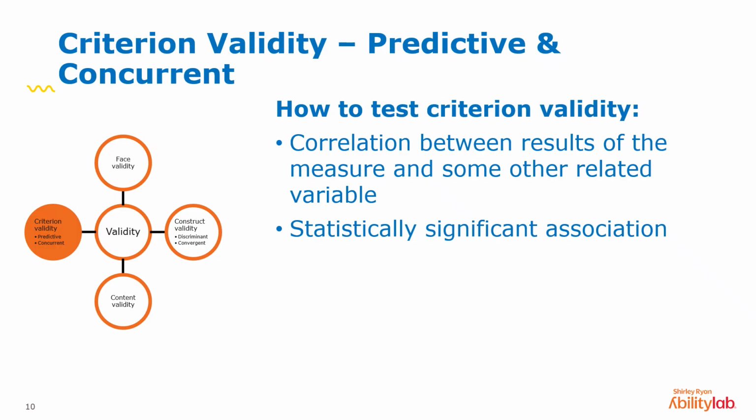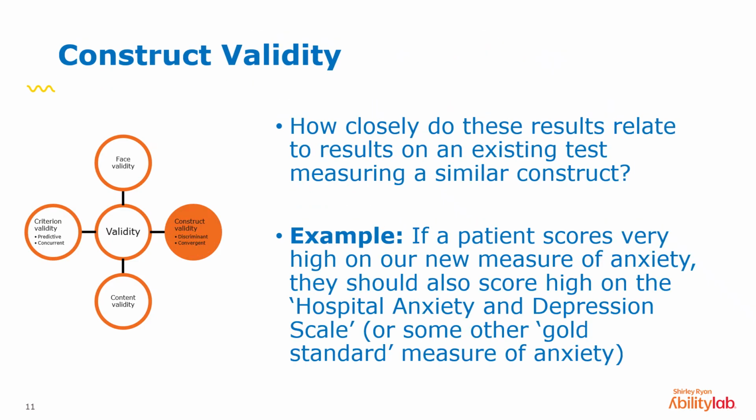Testing criterion validity usually involves comparing results from the new test in question with results of some other measure that you expect relates to the target construct. A positive correlation indicates the two tests are measuring related constructs. Construct validity assesses whether a test or instrument truly measures the theoretical construct it intends to measure. It answers the question: how closely do these results correlate with results on an existing test that measures a similar construct? Usually this means comparing a new test to a gold standard measure that's used often and accepted in the field.